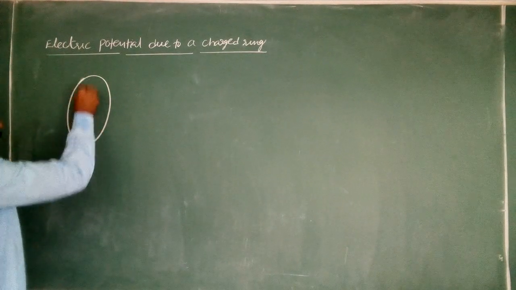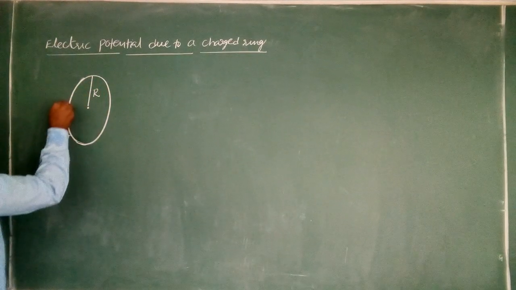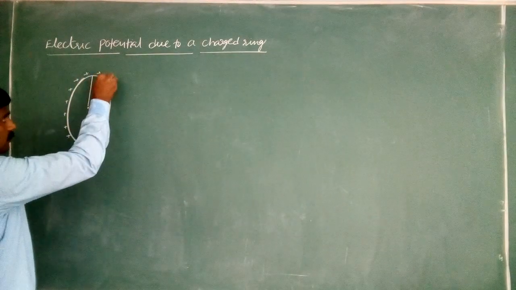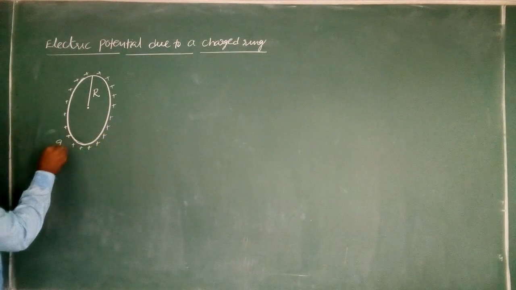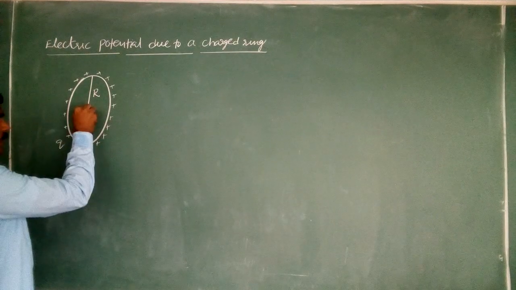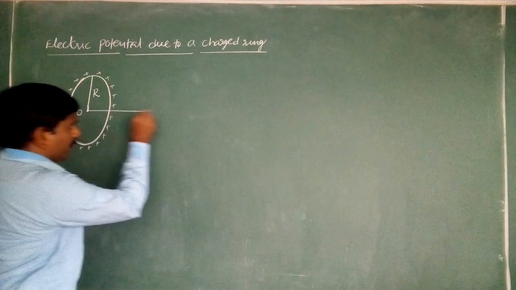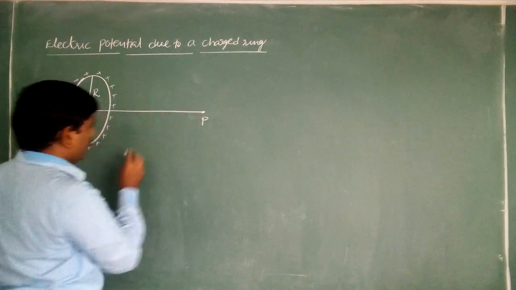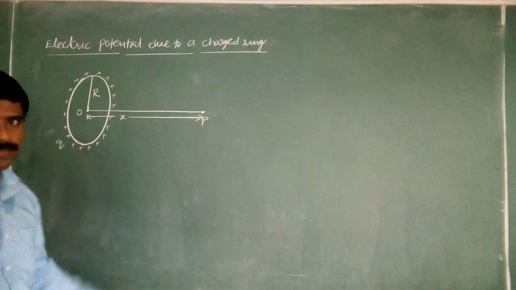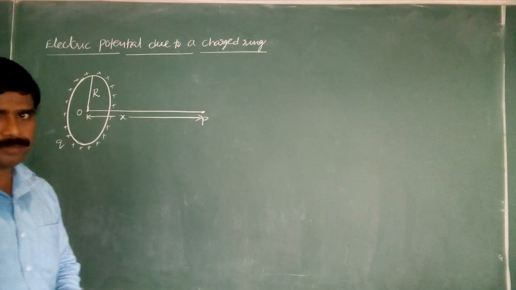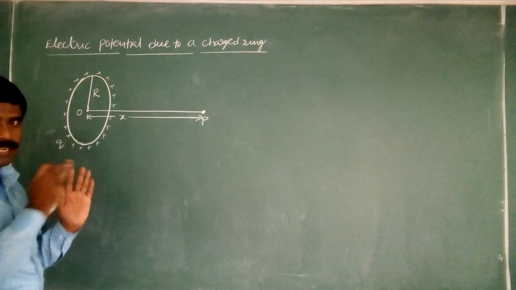The radius of this ring is equal to capital R. Charge is distributed throughout the length of the ring, so the total charge is Q. We want to find the electric potential due to this charged ring at a point P on its axis, which is at a distance of x meters from the center of the ring.